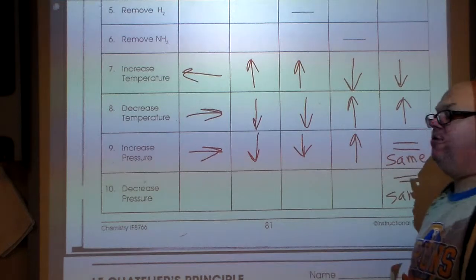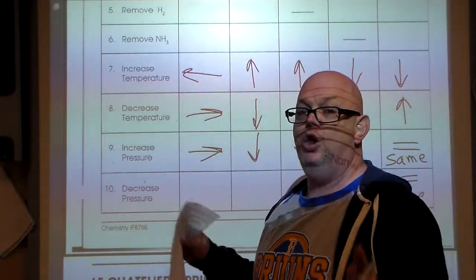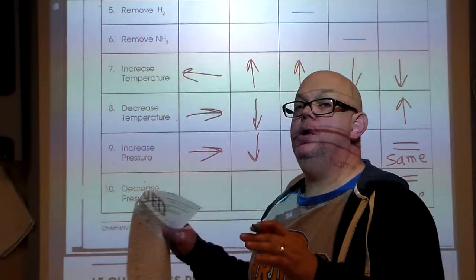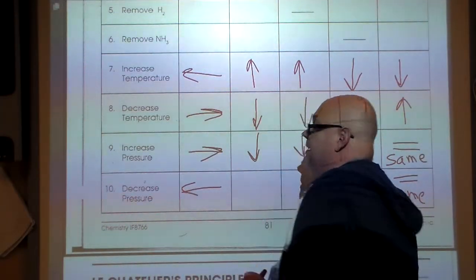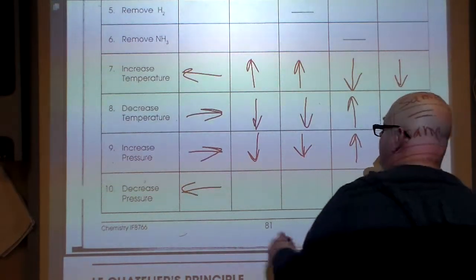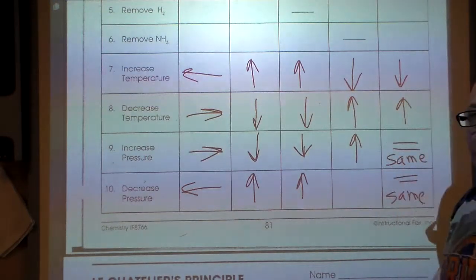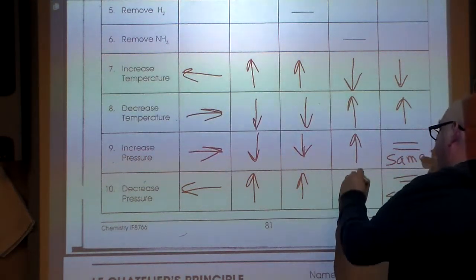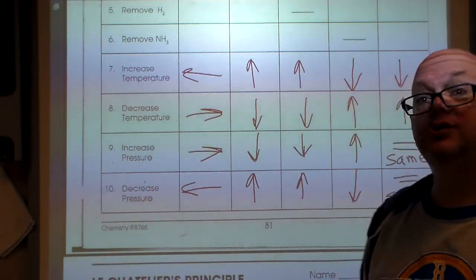When you decrease the pressure, guess what? The larger number of moles of particles are going to be favored as a result, and it's going to go to the left. As it goes to the left, guess what? The nitrogen and the hydrogen are going to go up in concentration, and the overall concentration of the ammonia goes down.